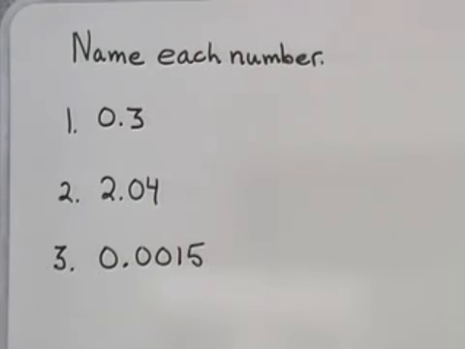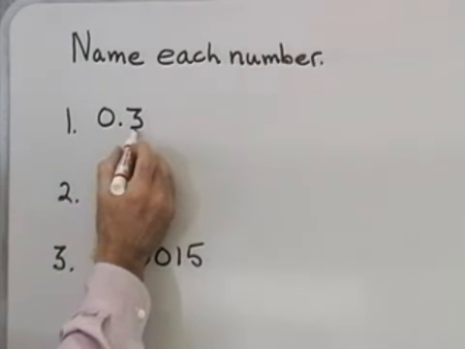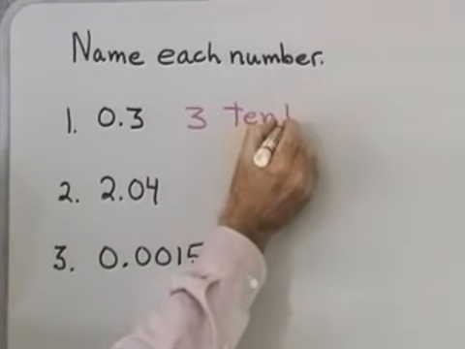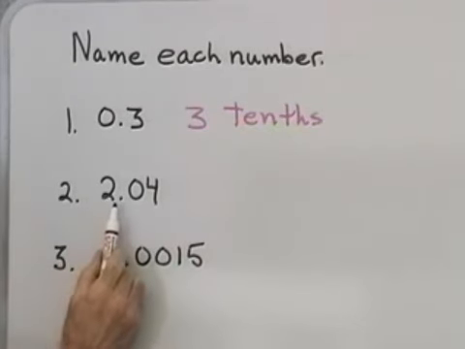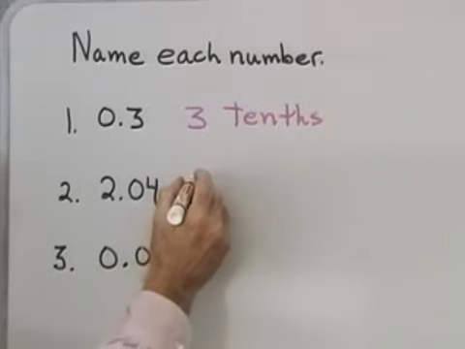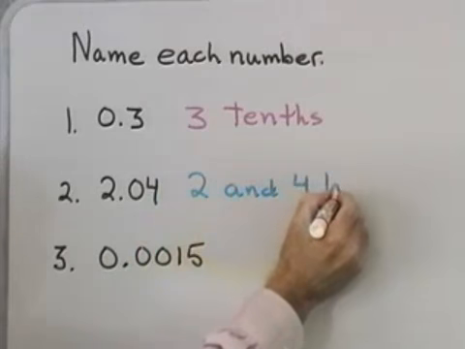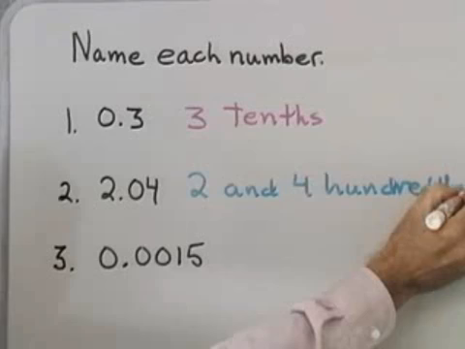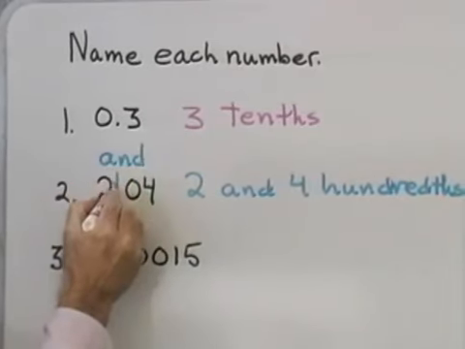Name each number, and I have 0.3. Decimal point is right here. This 3 is in the tenths column, so this is 3 tenths. The next number, I have 2.04, so this is 2 and 4 hundredths. So when I see that decimal point, the word that I say is and.